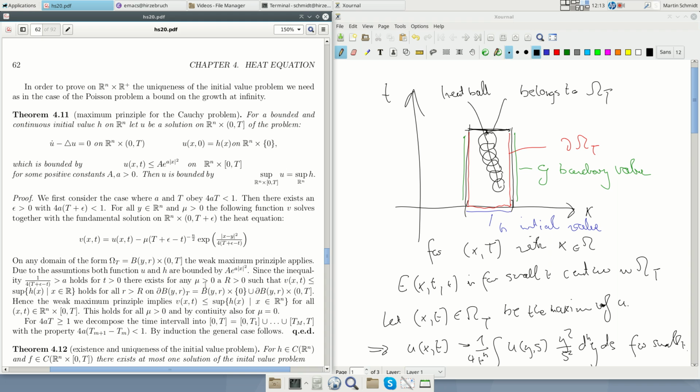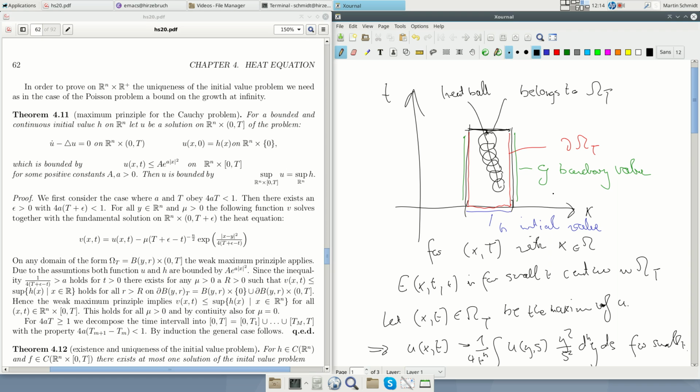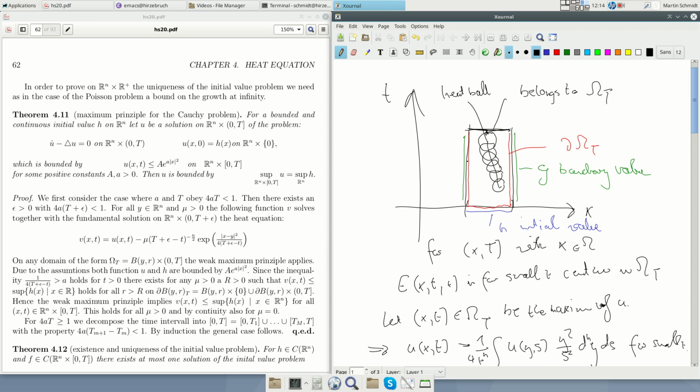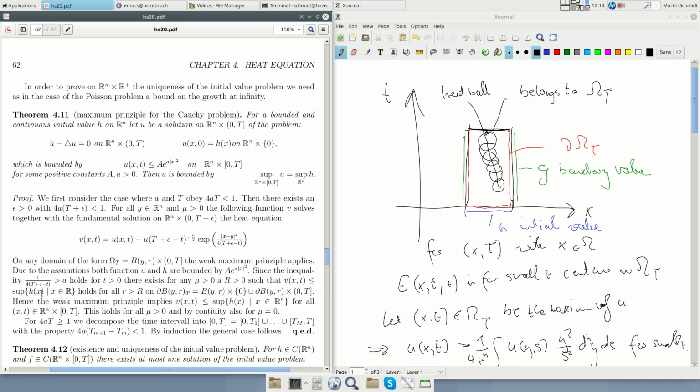than 0, of course the radius depends on the mu, but we might choose the radius as large as we like, and then for any mu we have such a radius such that far outside, this v on this red part is negative, and here it's bounded by the supremum of h. So in this sense we get this estimate, and since this holds for all mu, by continuity this also holds for mu, and this implies now the statement under the assumption that 4at is smaller than 1.